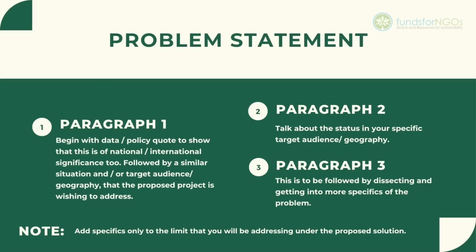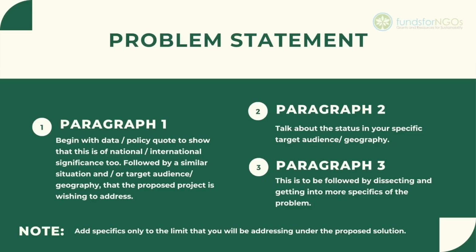Problem statement. While talking about the problem, 3 aspects should be covered, one each as a subsection. The first aspect is the problem statement. While building your problem statement, begin with data or a policy quote to show that this is of national or international significance too. This may be followed by a similar situation and/or target audience or geography that the proposed project wishes to address. In the next paragraph, talk about the status of this problem in your specific target audience or geography.